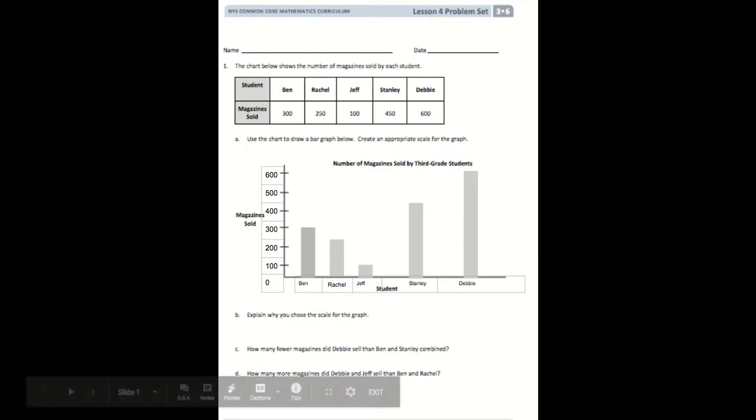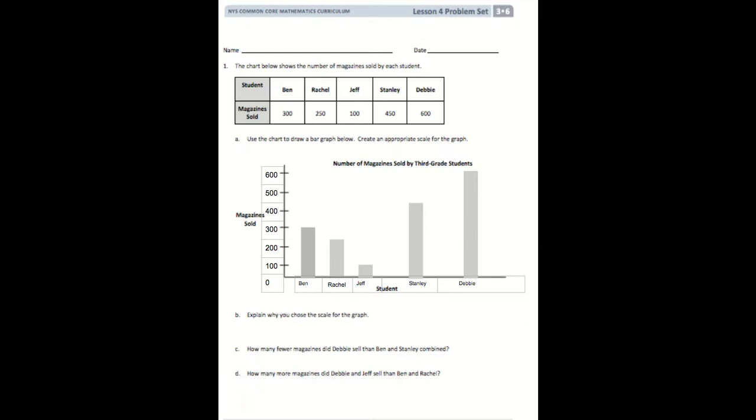So our first one is explain why you chose to use the scale that you used for the graph. And this is our scale, and I kind of just explained that, but I chose to have the scale by hundreds because all of the numbers go by hundreds or halfway between 100s because you have them all ending in zeros or 50, which is halfway between. So that's how I chose how to do my scale. And your scale, again, may be different.